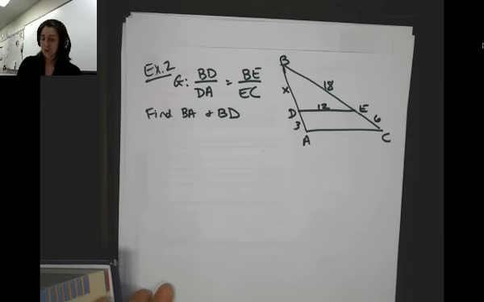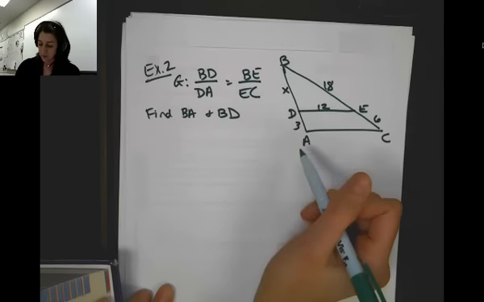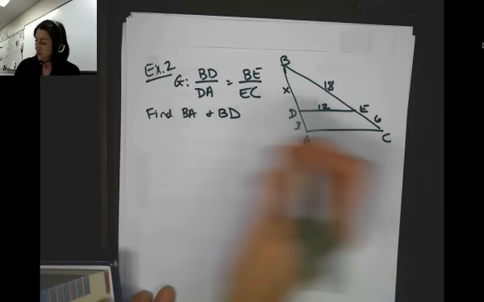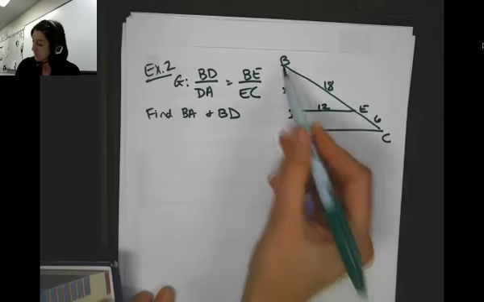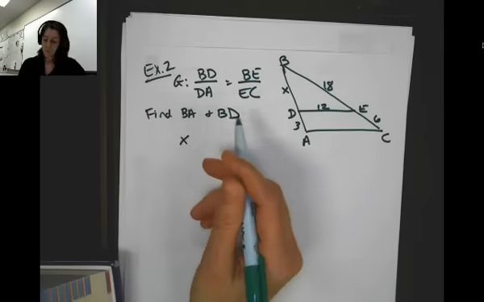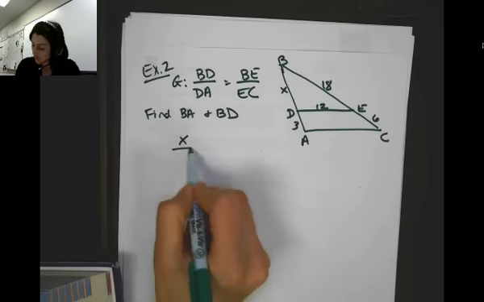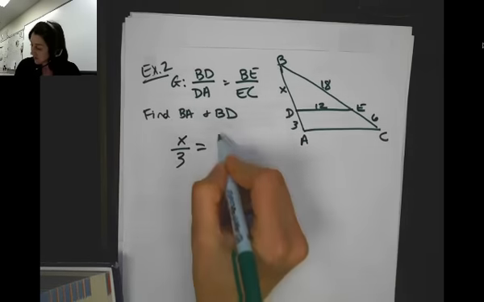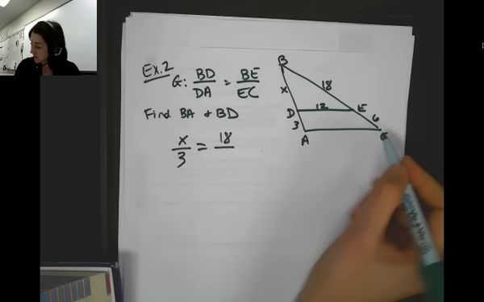So I'm glad you're watching. I'm going to put in everything I know, all the numbers I know for here, and just solve for X. So BD is X, and DA is 3 equals BE is 18, and EC is 6.